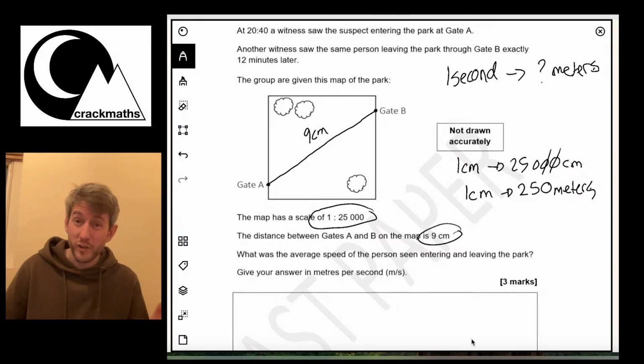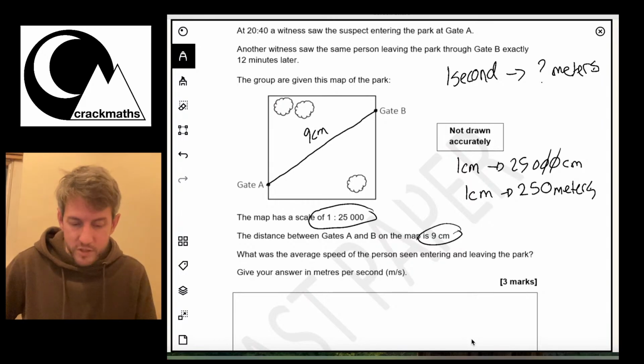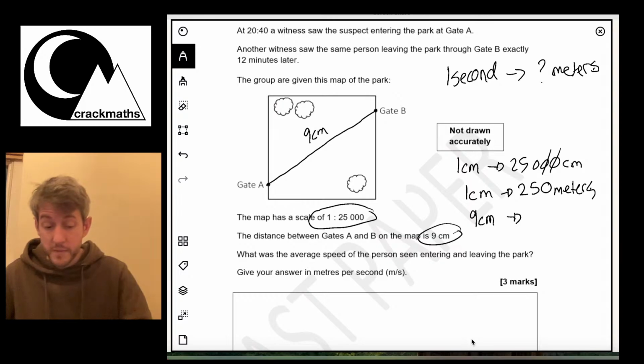Dividing by 10 knocks off 1 zero. Dividing by 100 knocks off 2. That's if the number ends in zeros, obviously. So here we go. We've got 1 centimetre equals 250 metres. Now we need to work out what 9 centimetres is. So we need to do 250 times 9.